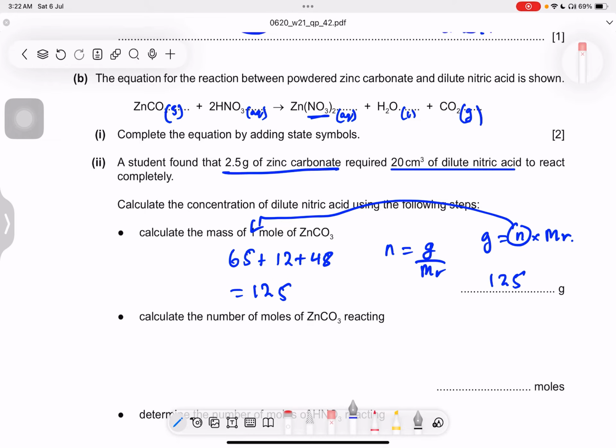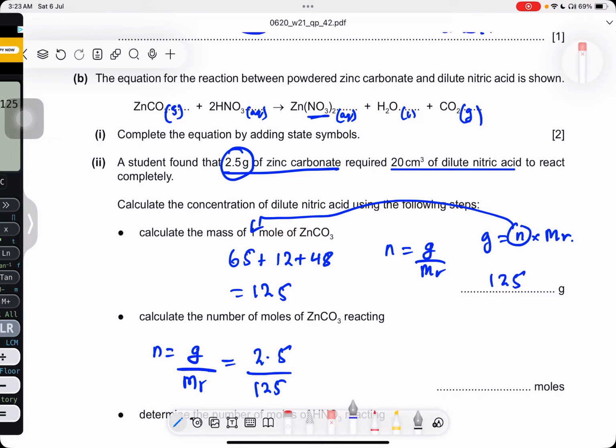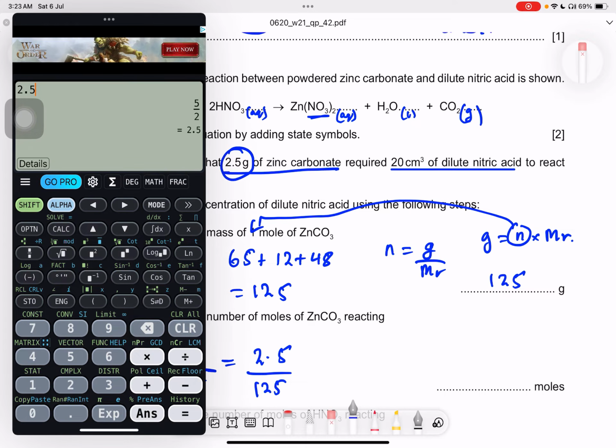Calculate the number of moles of zinc carbonate which are reacting. So we have 2.5 grams of zinc carbonate. So moles is equal to the gram over Mr. The gram is 2.5 and the Mr is 125. So 2.5 over 125, which will be equal to 0.02.